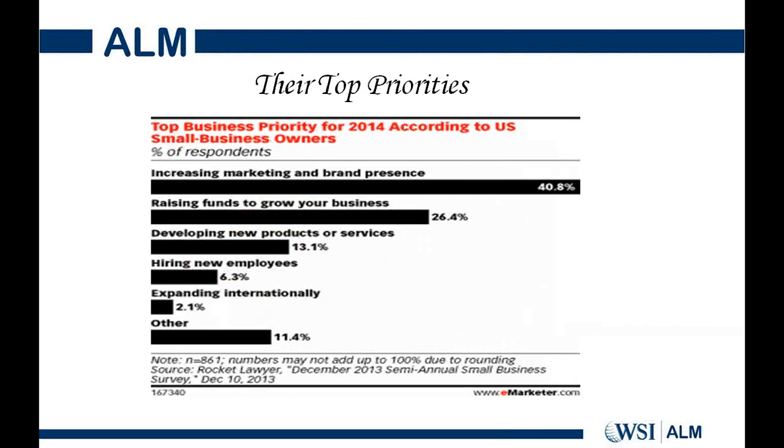What are the small business owners' top priorities? Again, this data relates to the US, but the small business owner mentality is much the same globally, whether it's the US, UK or Europe. So what's the top business priority for 2014? In a survey of small business owners, the top priority was increasing marketing and brand presence. Almost 41% of those surveyed talked about increasing their marketing and brand presence.